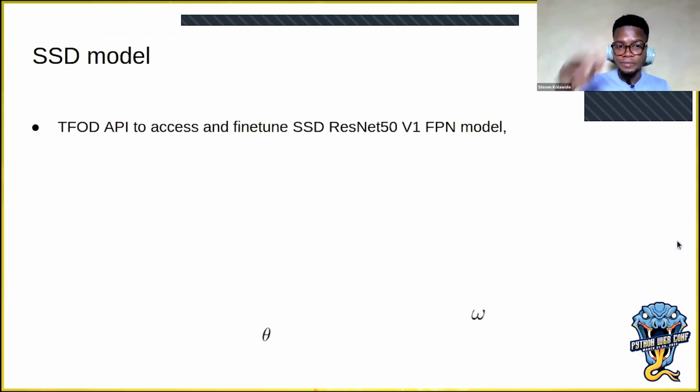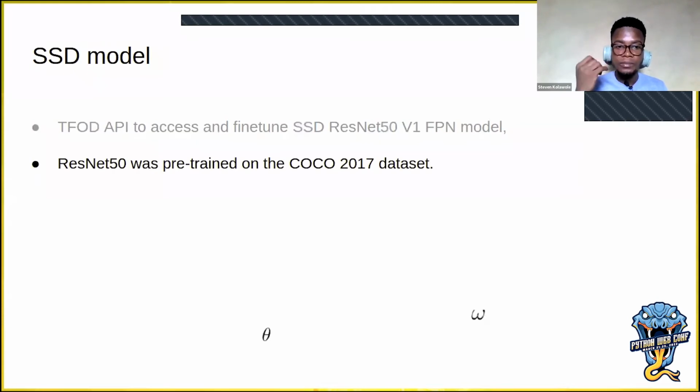All right, so moving on. For the single shot detector model, we made use of TensorFlow. I should mention that the YOLOv5 model was done using PyTorch. So for the SSD model, we made use of the TensorFlow object detection API to be precise, and we used that to access and fine-tune the SSD ResNet50 model. The ResNet50 model was already trained on the COCO 2017 dataset. It's a very popular dataset out there for object detection.